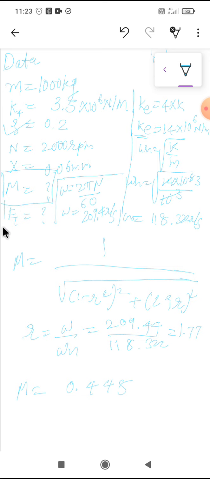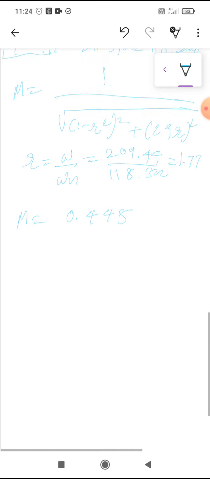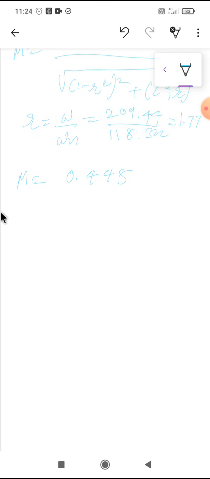Now our second goal is to find the force transmitted, that is Ft. How much force is being transmitted? We have to find first the total force transmitted to the ground, and then we will divide it by 4, so that we can find the force transmitted by each mounting. We have to find it for each mounting, so first we will find the total force.